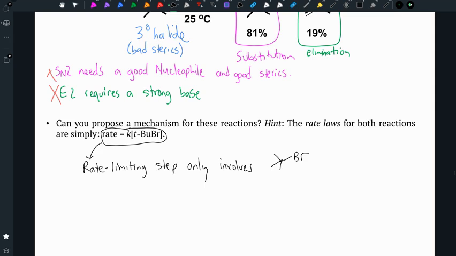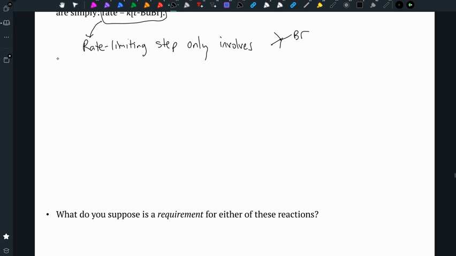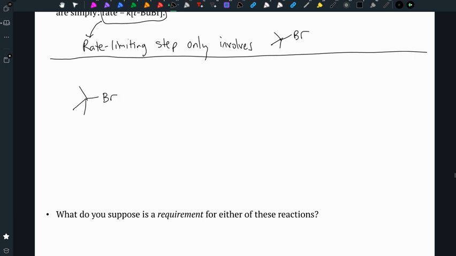So I need to come up with a mechanism that only involves that in the rate limiting step. I sometimes like to personify molecules, so here's the way I'm going to describe this. I have tert-butyl bromide, and I know that every bond is constantly vibrating. Bromine in this case is in a relationship with carbon, but bonds vibrate on their own. Sometimes that bond gets a little longer, sometimes a little shorter. Sometimes the relationship's going well, sometimes it's going less well.